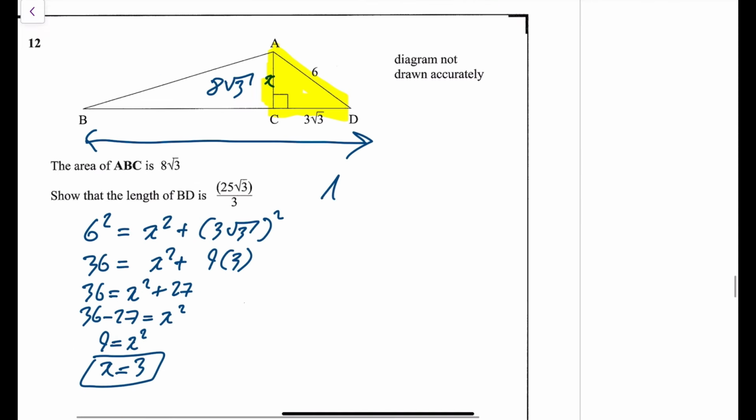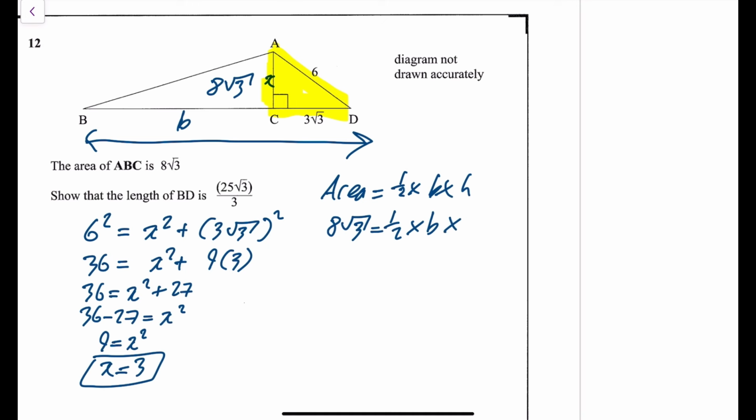Now for the area. Area, remember, is a half times base times height. So our area was 8 root 3, which is equal to a half times the base of that triangle, which we don't know. I should just call it b for base. Half times b times my height, which we know is 3. So then I can do 8 root 3 divided by the half, and also divided by the 3, would be equal to the b.